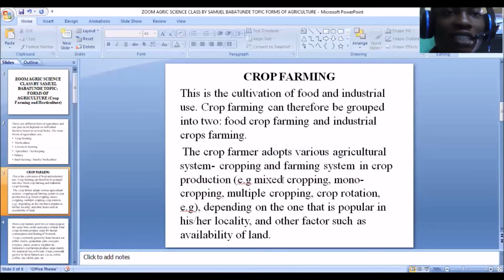Now, take for instance, in terms of this crop farming, a farmer might decide to undergo mixed cropping because land might not be available. If there were surplus land, he might decide to undergo monocropping, that's planting of a particular crop on each farmland. But because the land is not available and he wants to cultivate various crops, he undergoes mixed cropping, planting of different crops on the same farmland. So these systems actually depend on the locality or other factors such as the availability of land.